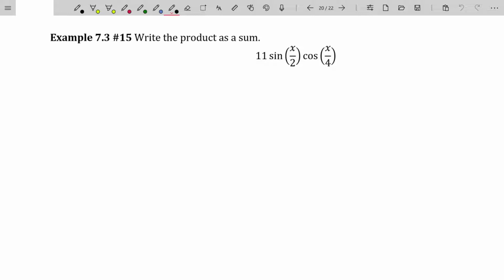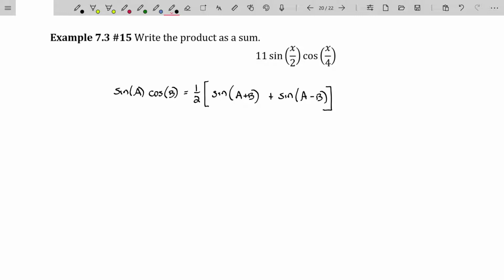So here's a product. We're being asked to write this as a sum. 11 sine of x over 2 times the cosine of x over 4. Now, if we were to turn the page back to our product to sum formulas, we would see that the sine of A times the cosine of B is the same as 1/2 times the quantity, the sine of the sum of the angles, so sine of A plus B, and then plus the sine of the difference of the angles, sine of A minus B.